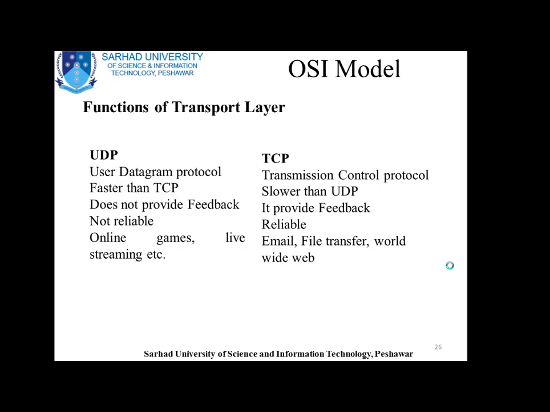UDP is basically connectionless. It is known as User Datagram Protocol, and it is faster than TCP because it does not wait to find the route path towards the receiver; it simply transmits the packet. So it is faster than TCP, the Transmission Control Protocol, which is connection oriented. In TCP, we have to wait for a path, a connection or a channel to be established, or a route to be found, which we will see in the coming slides, how a route can be found out.